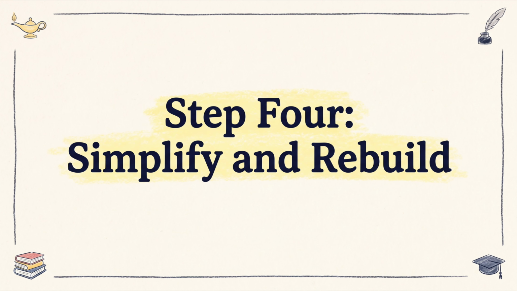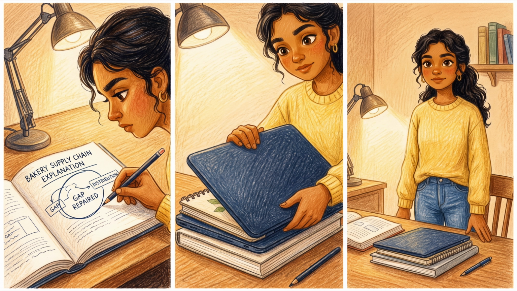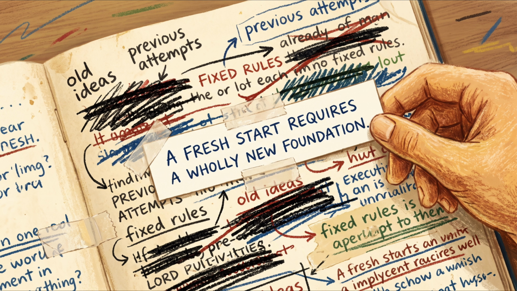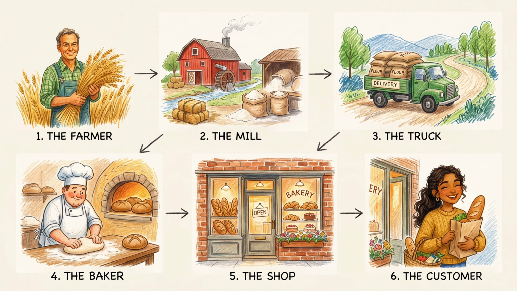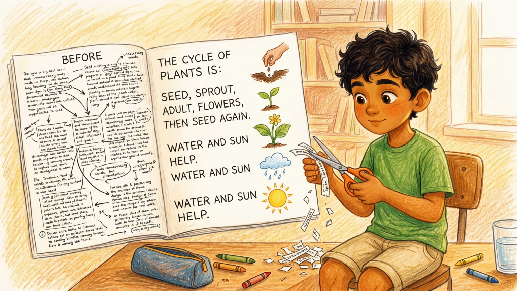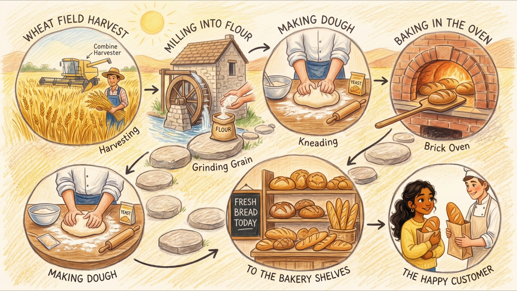Step 4. Simplify and rebuild. After filling the gaps, close your materials again. Now explain the idea from the beginning. Do not simply attach a new sentence to the old explanation. Rebuild the whole explanation. Your second version should be clearer, shorter, more accurate, and easier to follow.